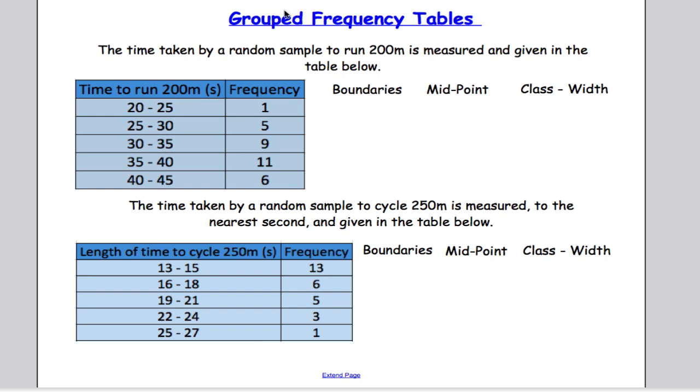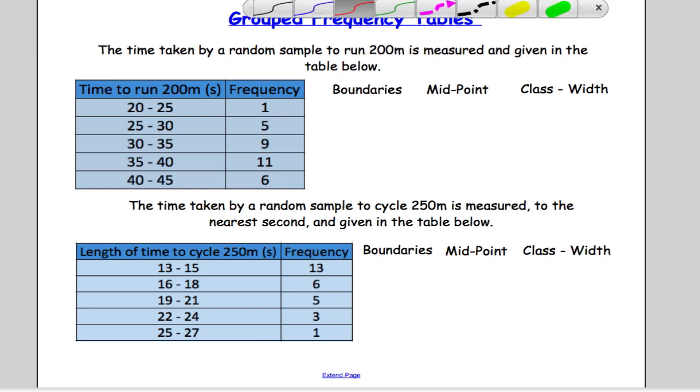Okay, so as I said, we're going to talk a little bit about grouped data, in particular grouped frequency tables. And you'll see we have a couple of frequency tables here with some grouped data in it. Now it's important that we understand how to work out boundaries and midpoints and class widths just for a little bit later on in the course. So I just want to bring these two types of tables to light.